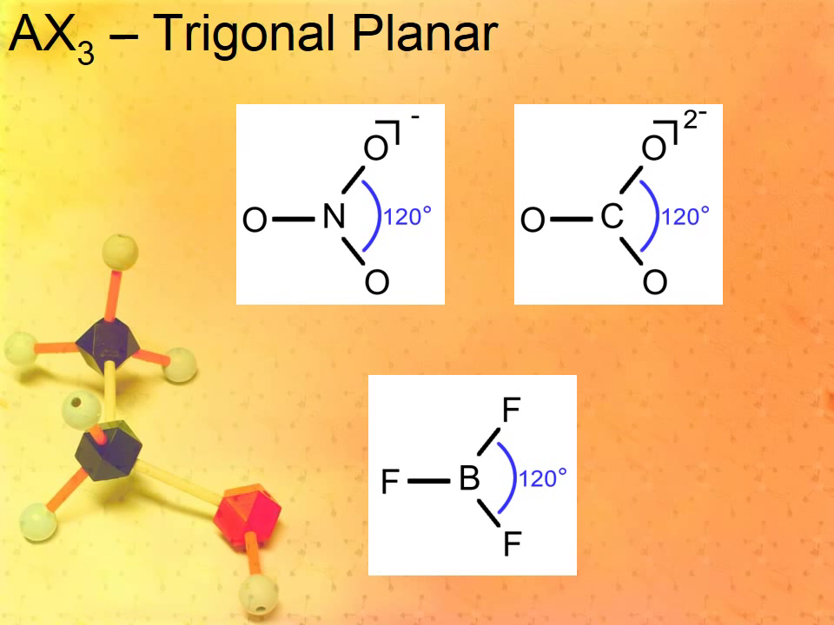And examples. We have, in this case, the nitrate ion, the carbonate ion, and also boron trifluoride. If you do the Lewis structures, you will see that these are the only possible molecular geometries for these molecules.